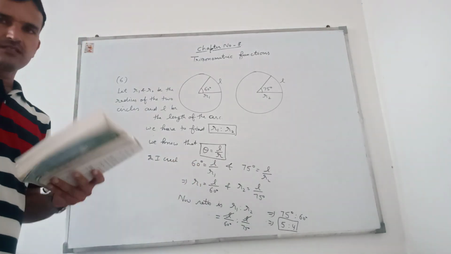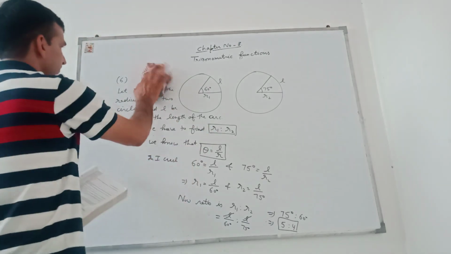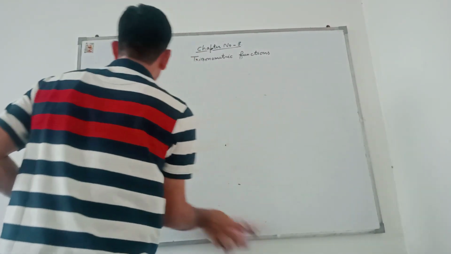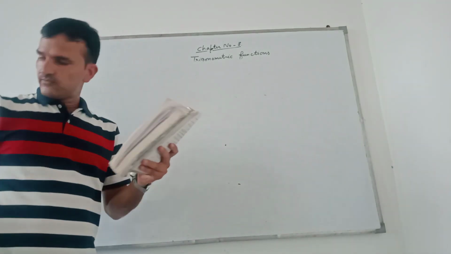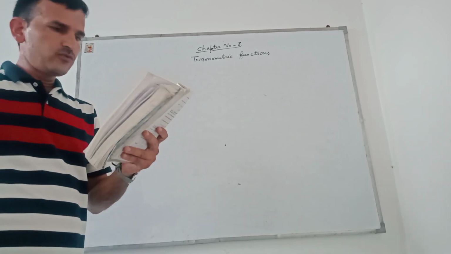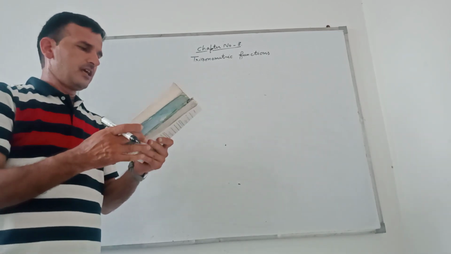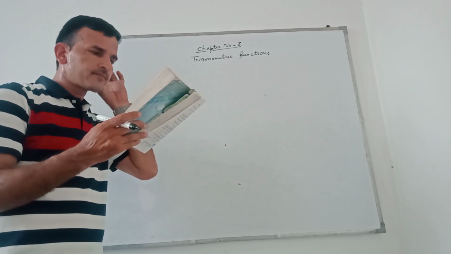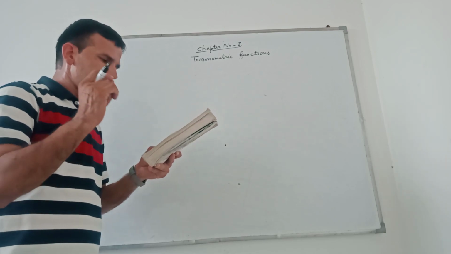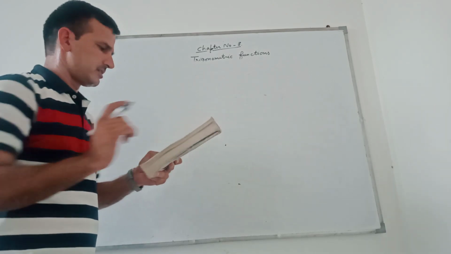Now we discuss question number 7. What is question number 7? I read the statement. Question number 7. Find the angle in radian through which a pendulum swings if its length is 75 centimeter and the tip describes an arc of length 10 centimeter, in second part 15 centimeter and in third part 21 centimeter.